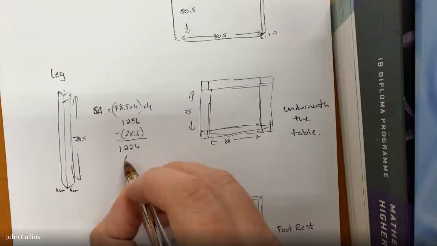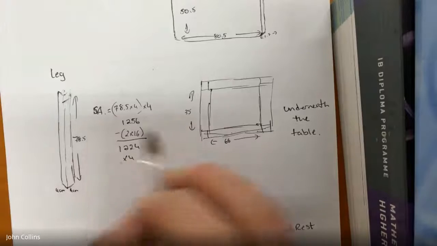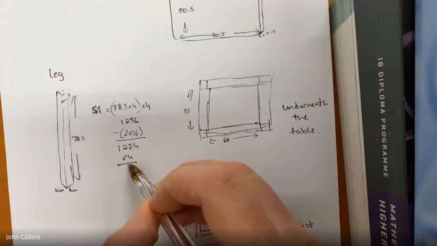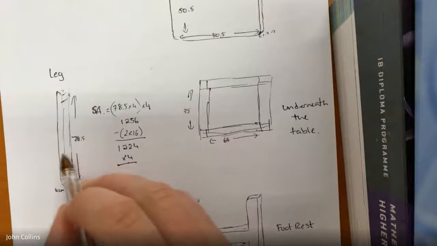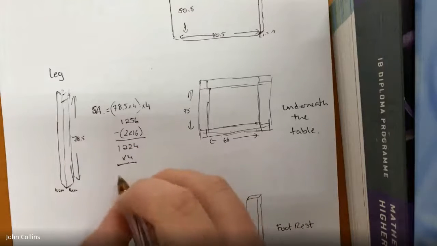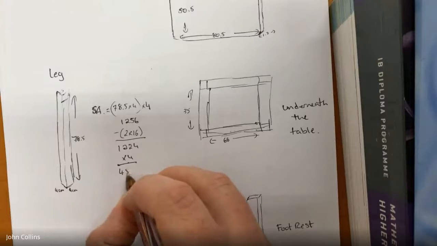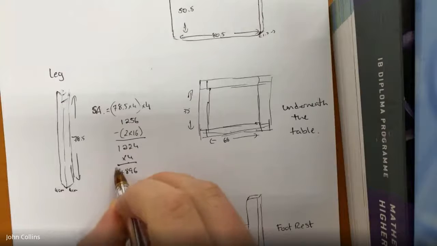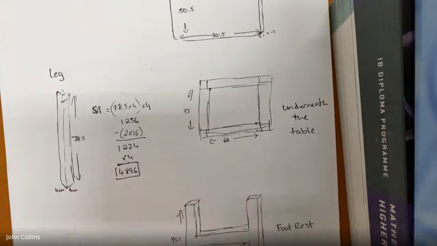And then I multiply that by 4, of course, because there were 4 legs of the table. So there's 4 surfaces on the leg, and there were 4 legs on the table. Just the side surfaces. I'm not talking about the top and bottom. So that gave me a surface area of 4896 for the surface area of the legs.